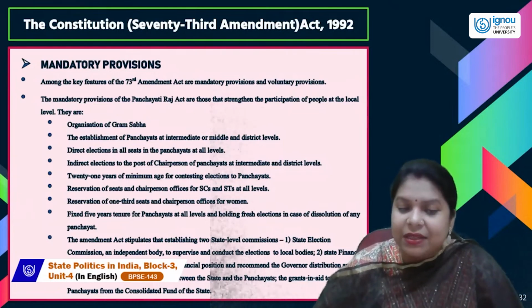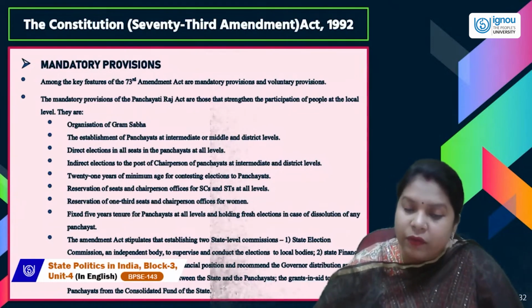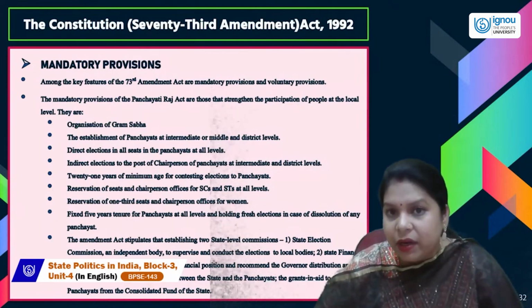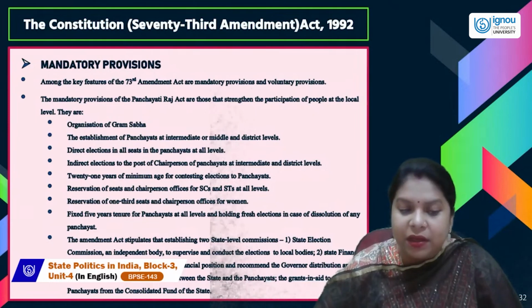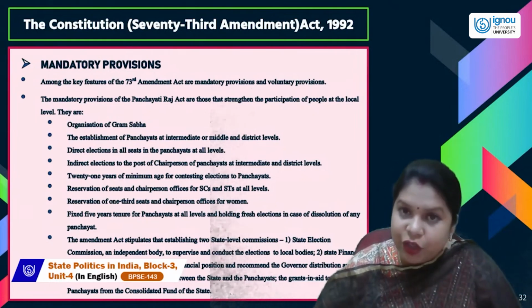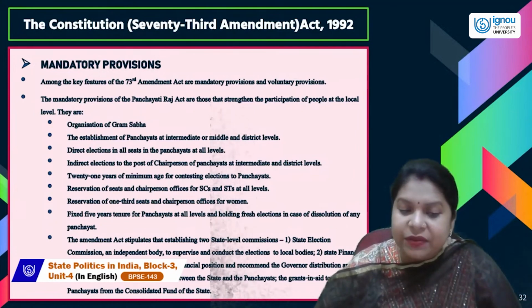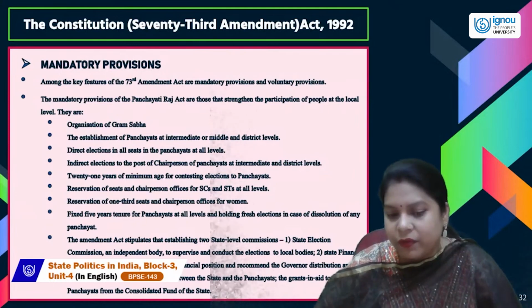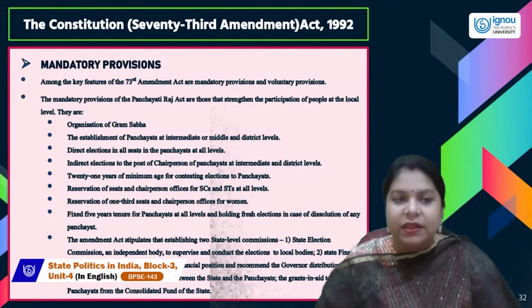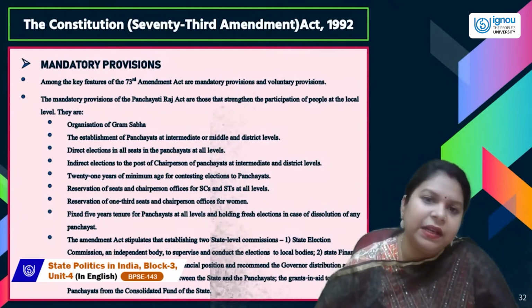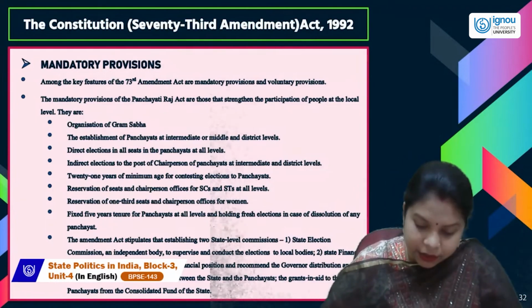So the State Finance Commission was also formed to review the panchayats' financial position and recommend to the governor the distribution and determination of taxes, duties, tolls, and fees between the state and the panchayats, and grants-in-aid to the panchayats from the consolidated fund of the state. So these are the mandatory provisions written in the 73rd Amendment Act.